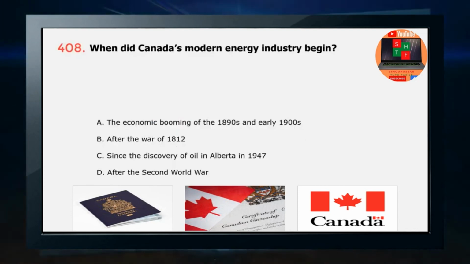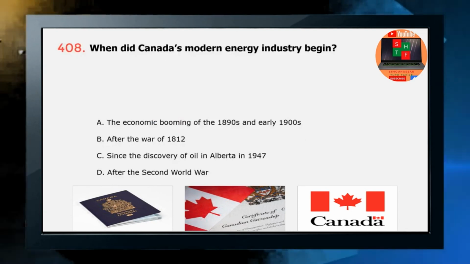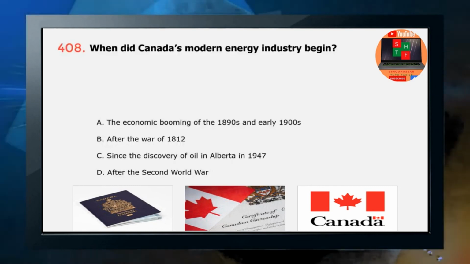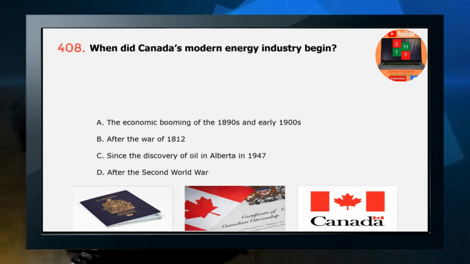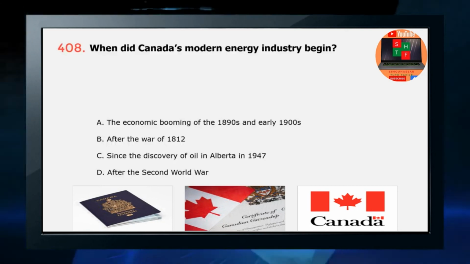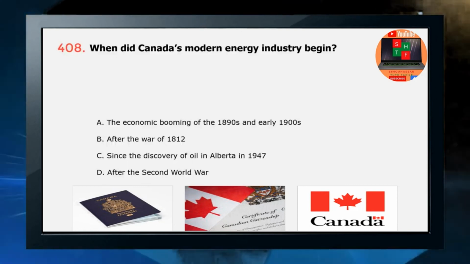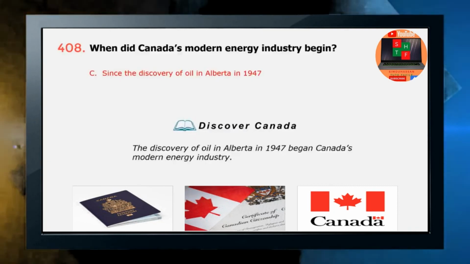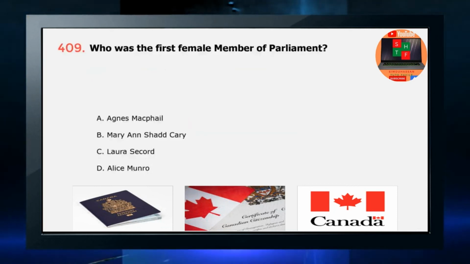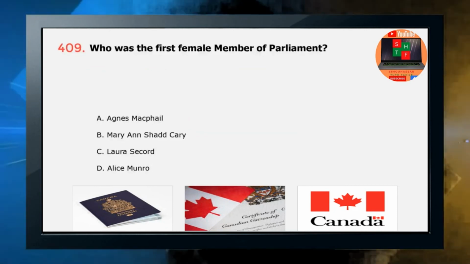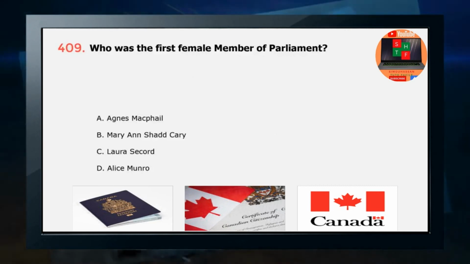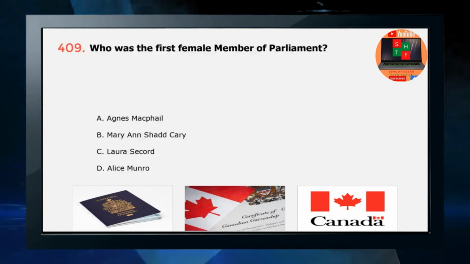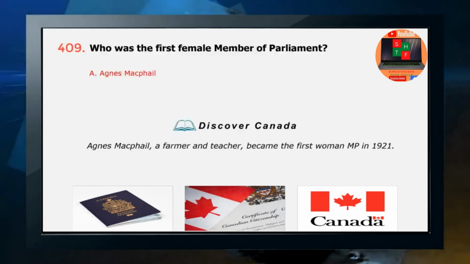Question 408. When did Canada's modern energy industry begin? A. The economic booming of the 1890s and early 1900s. B. After the War of 1812. C. Since the discovery of oil in Alberta in 1947. D. After the Second World War. The answer is C. Since the discovery of oil in Alberta in 1947. Question 409. Who was the first female Member of Parliament? A. Agnes MacPhail. B. Mary and Shad Carey. C. Laura Secord. D. Alice Munro. The answer is A. Agnes MacPhail.